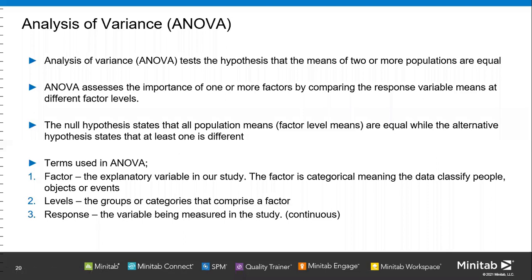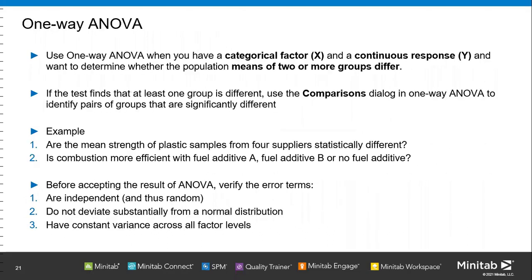So maybe you are a process chemical engineer, you do the experiment. So you have catalyst 1, catalyst 2, catalyst 3, catalyst 4. So you want to assess, is there a difference between catalysts? So catalyst itself, we call it the factor. Catalyst 1, 2, 3, 4, we call this the level. Maybe this one is the strength or something, that one we consider the response. So today we focus on the one-way ANOVA.